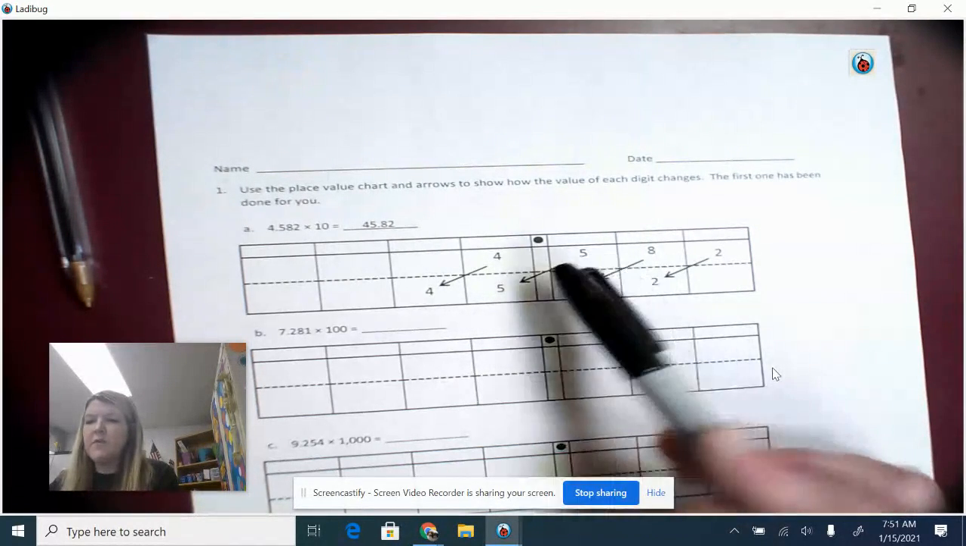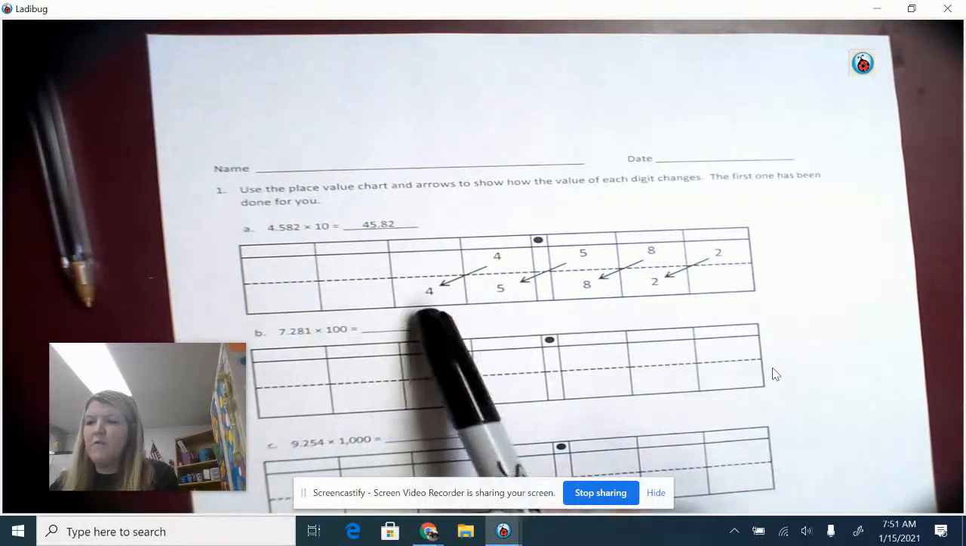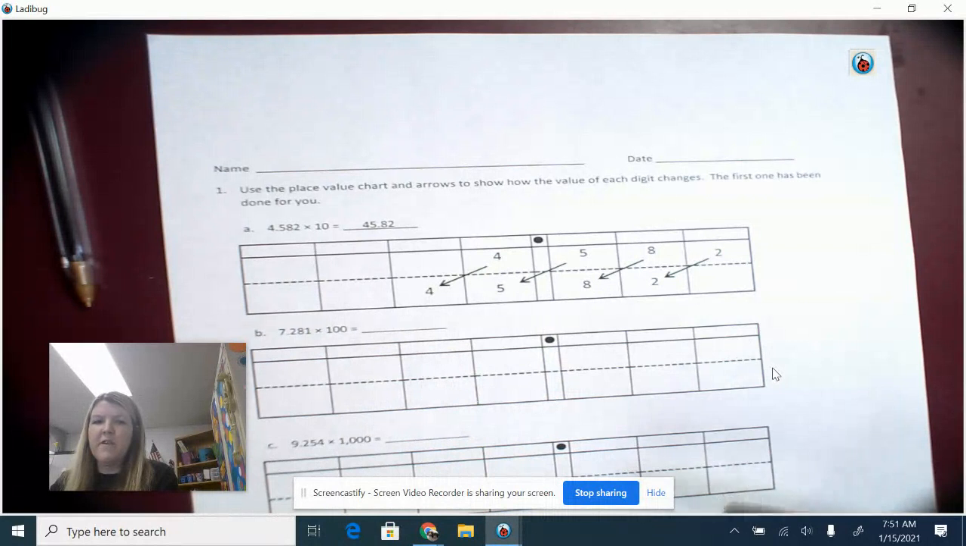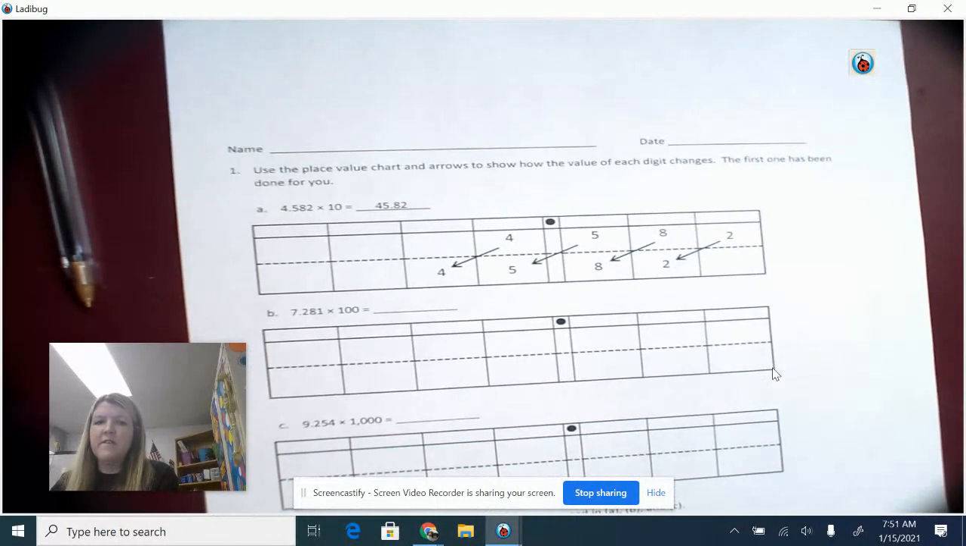And if you'll notice, the digits don't change when we're multiplying by powers of 10. We still have a 4, 5, 8, and 2. Just their place value changes. So we'll go ahead and do the next one. 7 and 281 thousandths times 100.